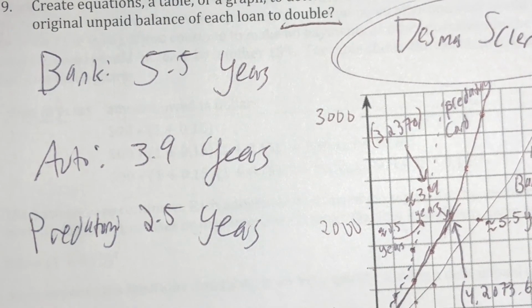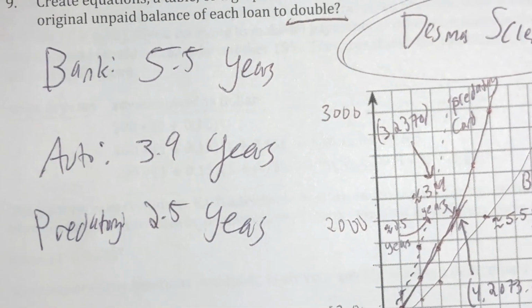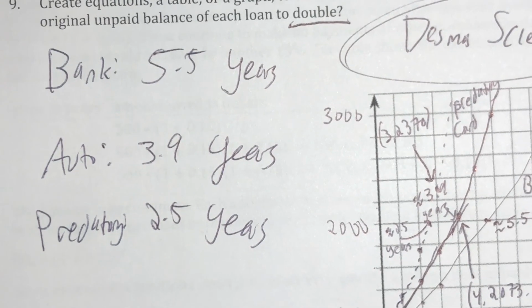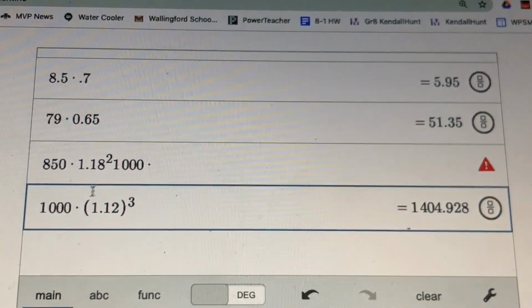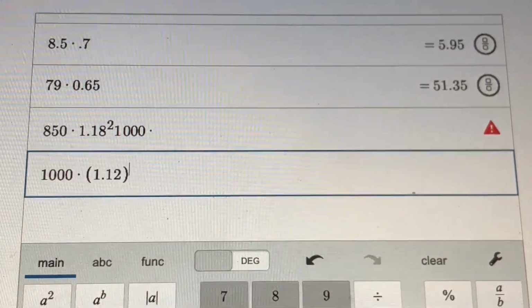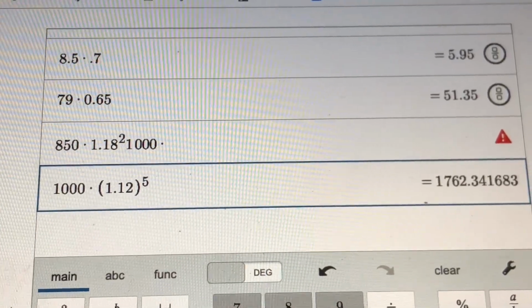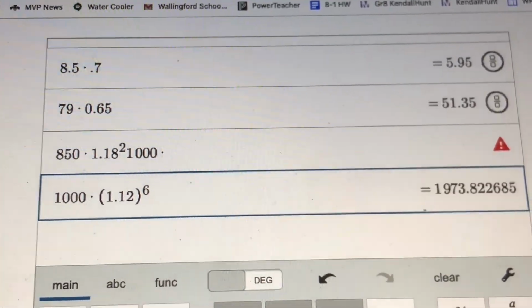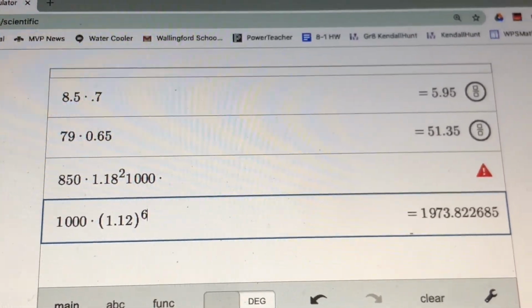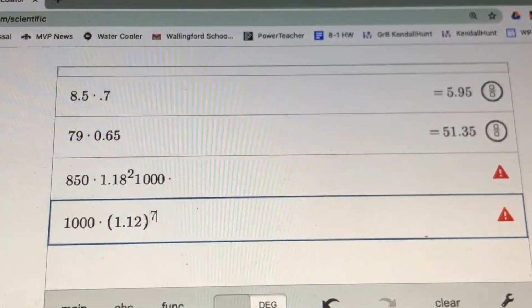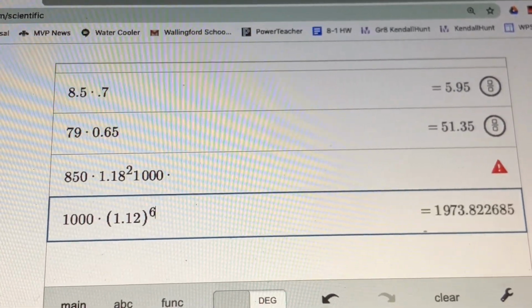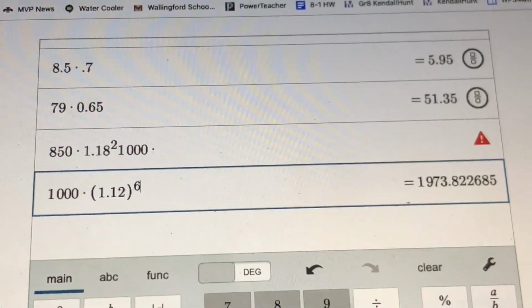I don't have the exact numbers on me, but I could look at my Desmos calculator again if I really wanted to, which I guess I do. Why not? So there's my third year, 1,404. There's my 4th year. There's my 5th year. There's my 6th year. Looks like I was wrong. Between 6 and 7. Yeah, between 6 and 7. So it really should be like 6.2 or something.